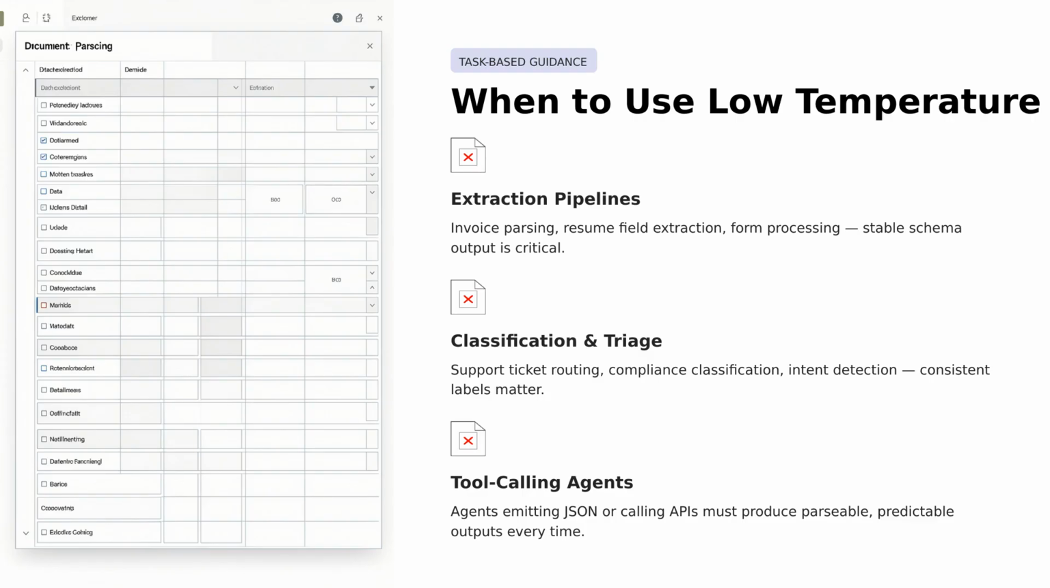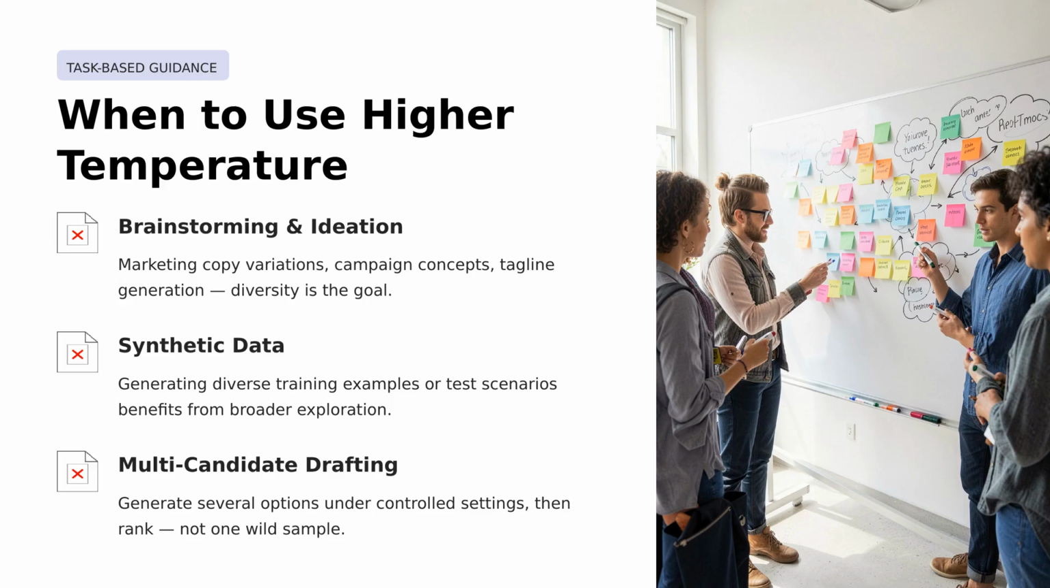Use low temperature when consistency matters more than creativity. In extraction pipelines like invoice parsing, resume field extraction, or form processing, you need stable schema output every time. The same goes for classification and triage tasks, such as ticket routing, compliance labeling, or intent detection, where consistent categories are essential. And for tool calling agents, low temperature helps ensure JSON and API outputs stay predictable, valid, and easy to parse.